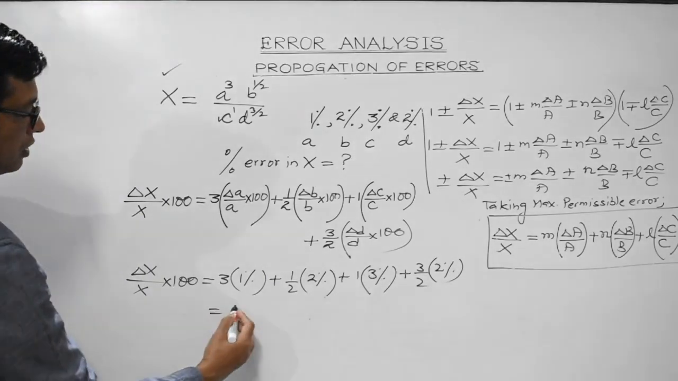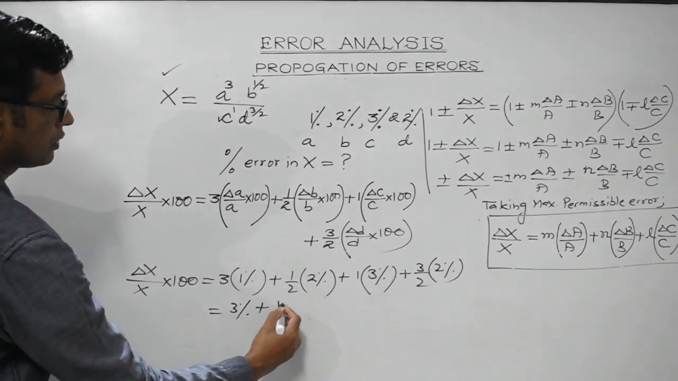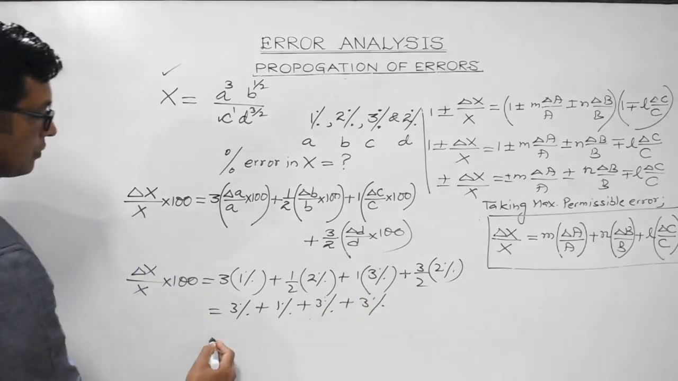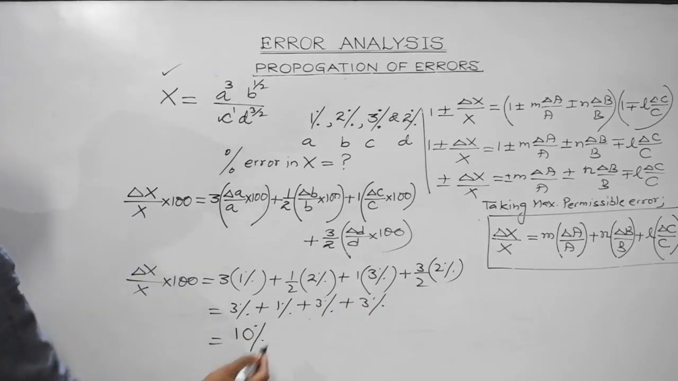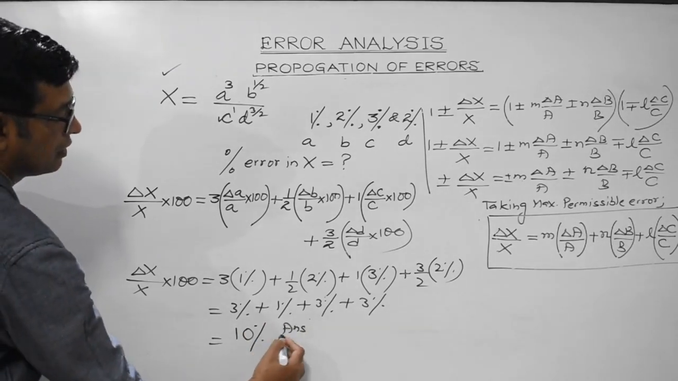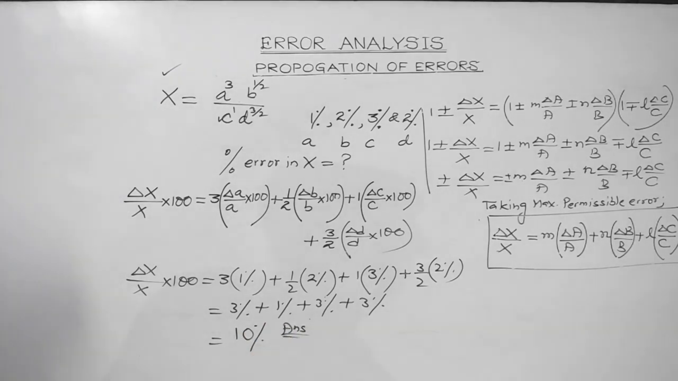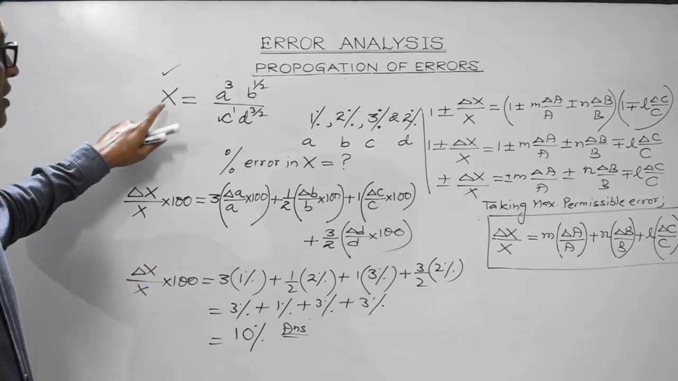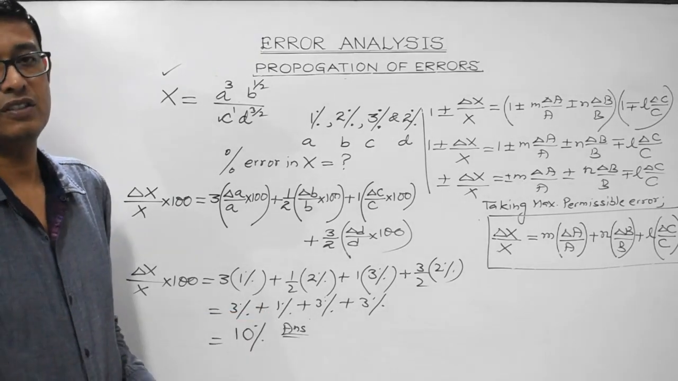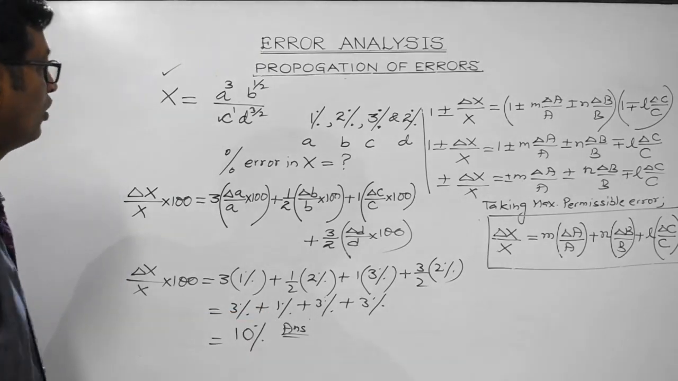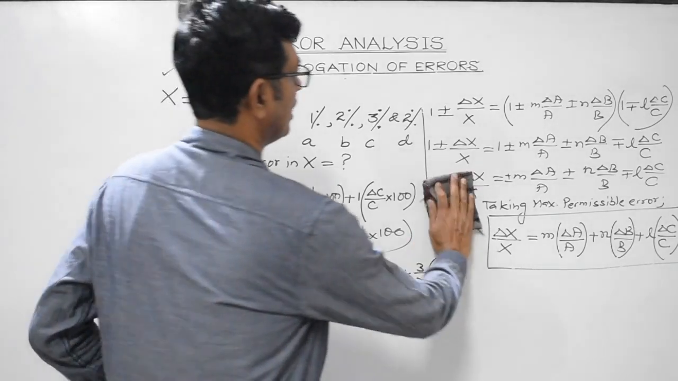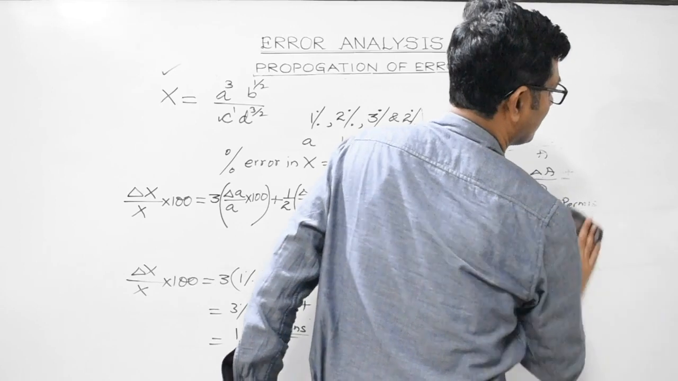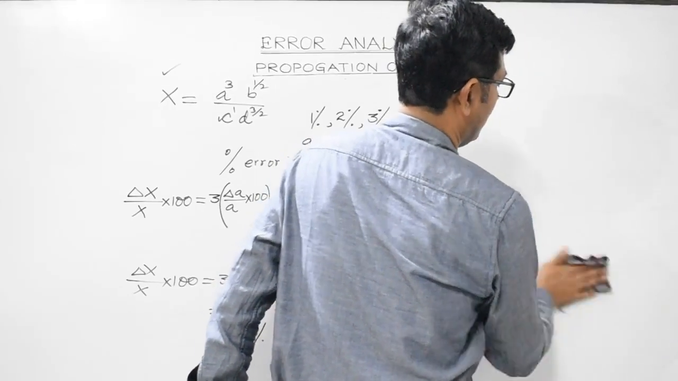So, we can easily solve it. 3% plus 1% plus 3% plus 3%. 10%. This is the answer. So, the maximum percentage error in the measurement of X in this case would be 10%. So students, this is how such numericals can be easily solved. These are very, very simple and interesting questions. Practice more and more such numericals and you will feel confident.